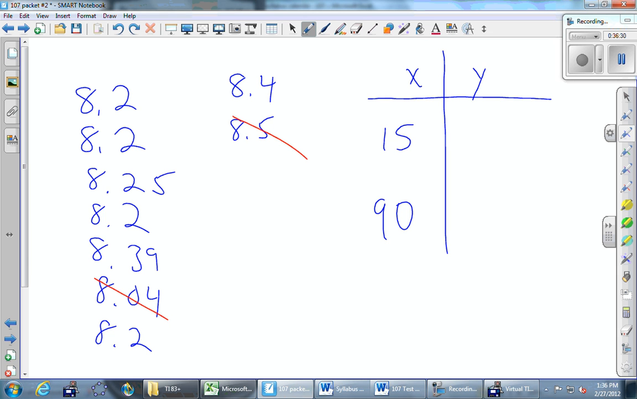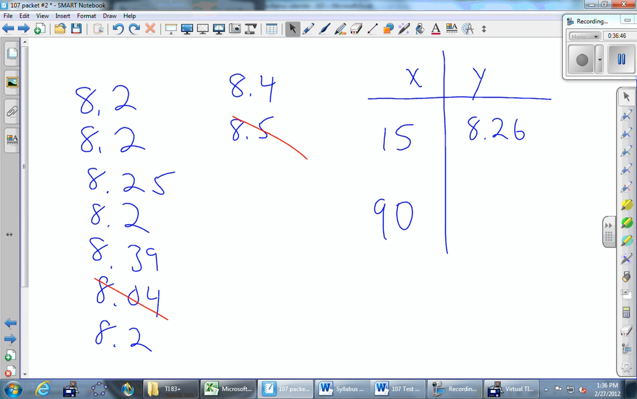Okay, anybody have an average for me? Okay, a few people said 8.26. You got the same thing? Good. All right, so we'll just average all the times. 8.26 seems about right. Now I put a 15 here, and I put your 8.26 over here in the y.